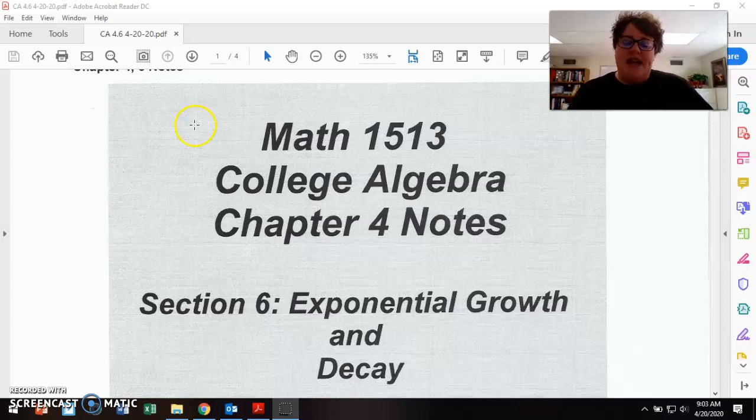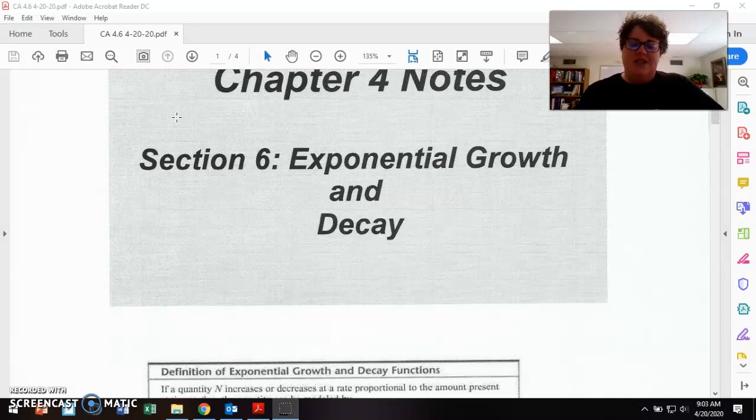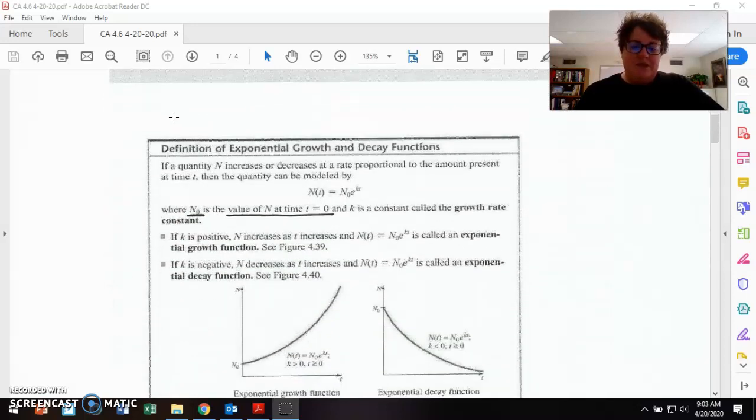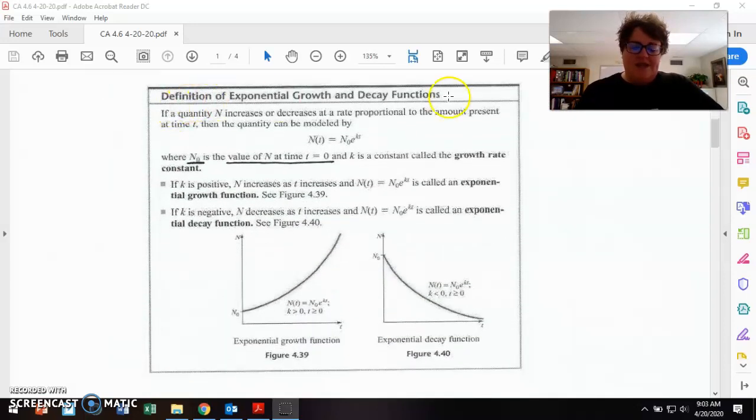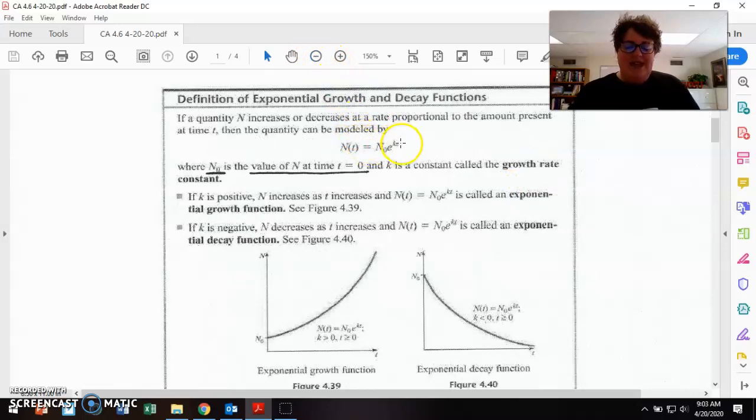What we want to look at today is some applications for the natural exponential. This is looking at growth and decay problems. The first one I want to look at is exponential growth and decay. Anytime you look at an exponential function, it's something that gets really big really quick, and it is denoted by this formula: N of t is equal to N naught e to the k times t.